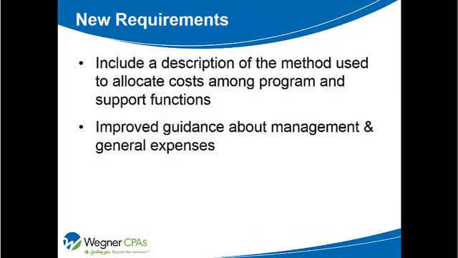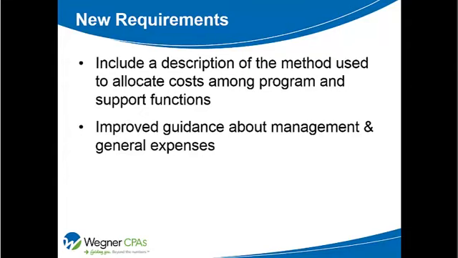One of the newer requirements is you also need to include a description on how you allocated your costs among program, management in general, and fundraising. So again, let's say that you have a building. It includes program services, it includes management staff, it includes accounting staff. How did you go about splitting those building costs to the various functions? So how did you decide how much belongs in program versus management in general versus fundraising?